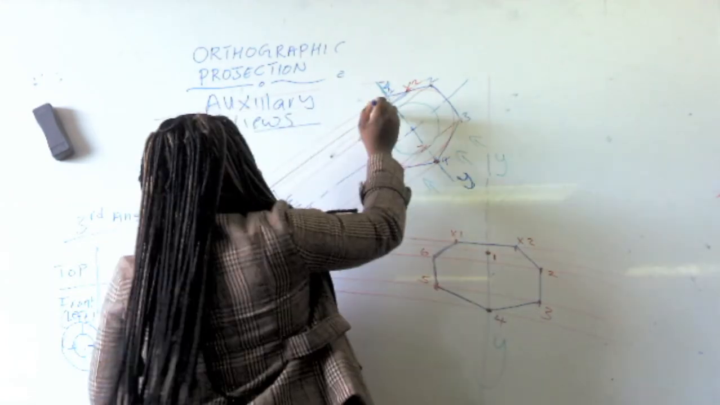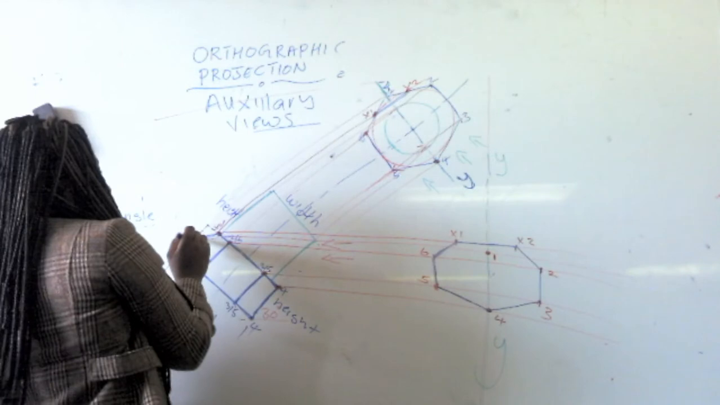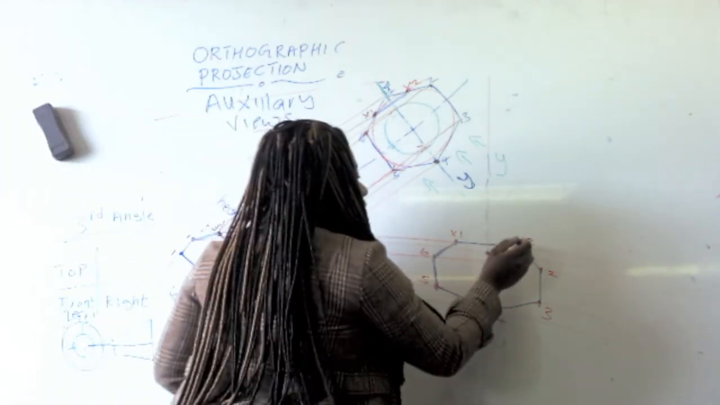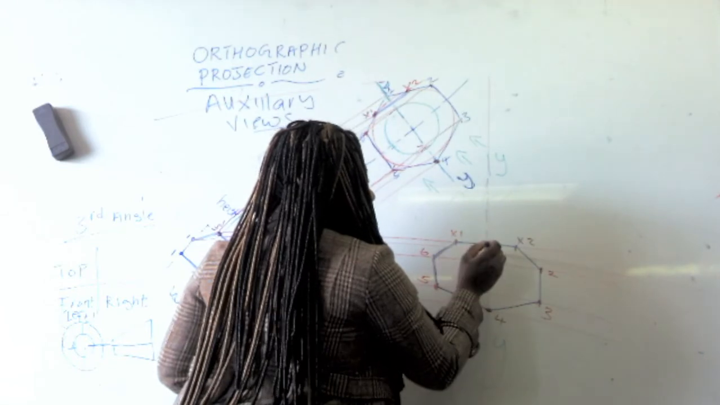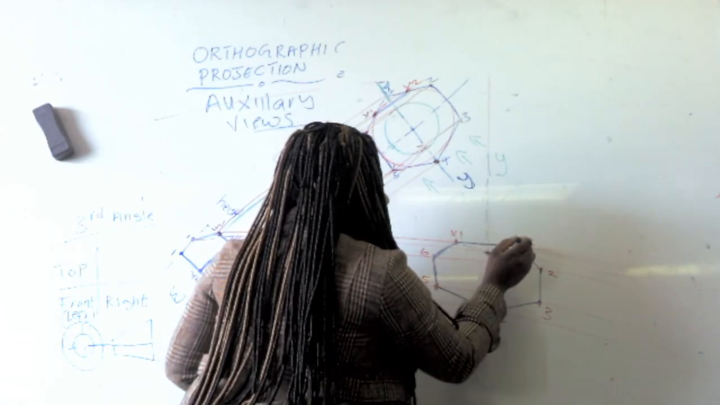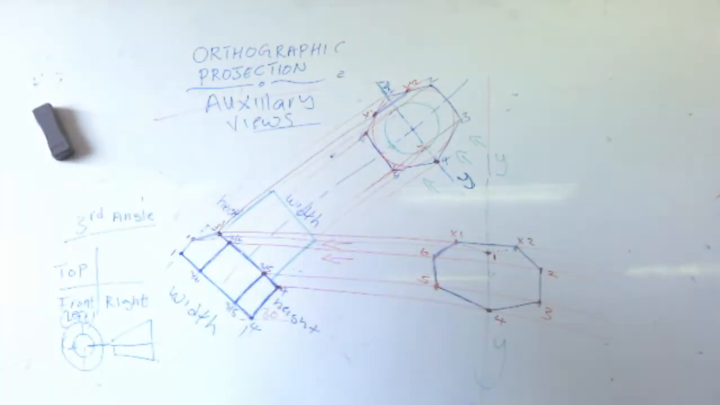But from X1 to 1 at the bottom, this line, we won't see that line. It's hidden details. So from X1 to 1, it's going to be dashed lines. Can you see? Yes, ma'am. That's how we do it. So what we have just done is the top edge of the hexagon. Only the top edge.